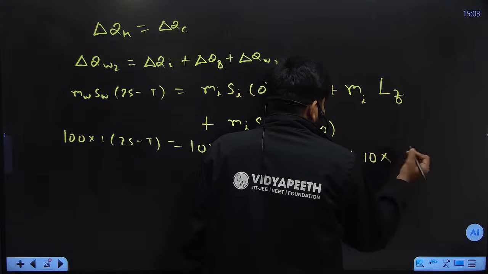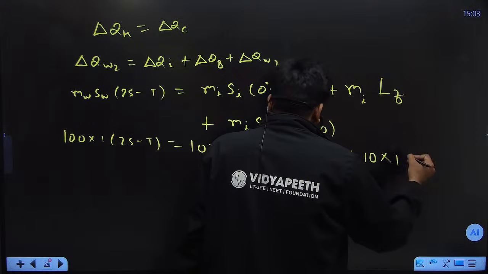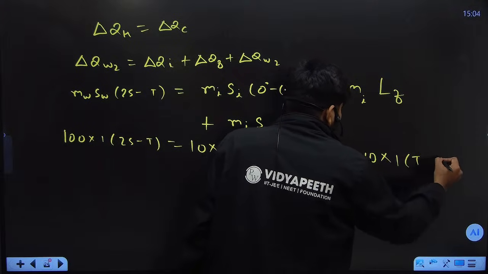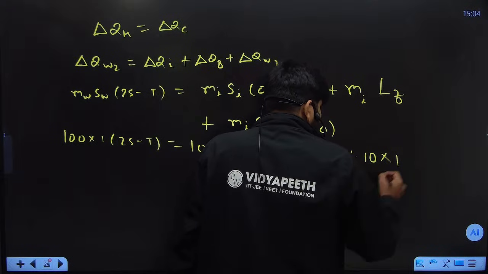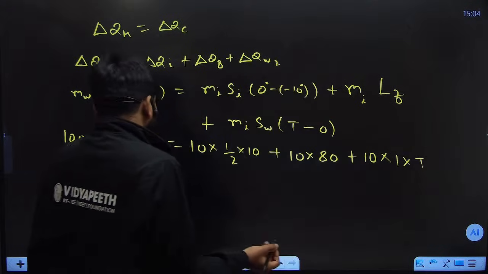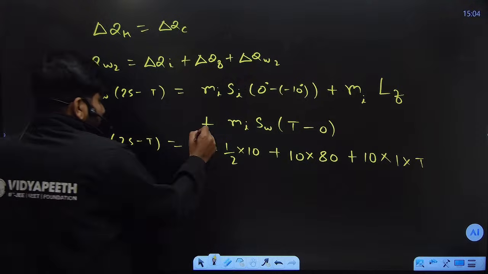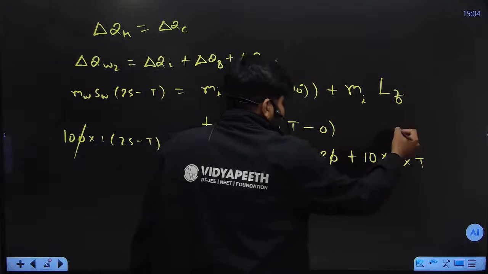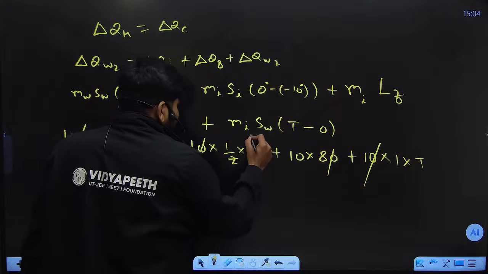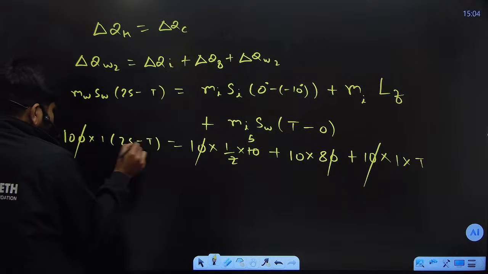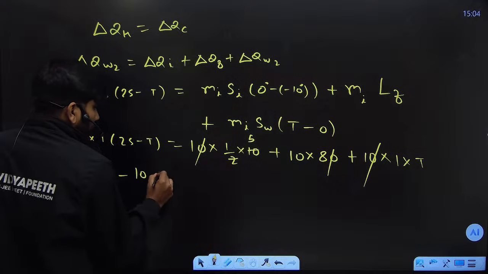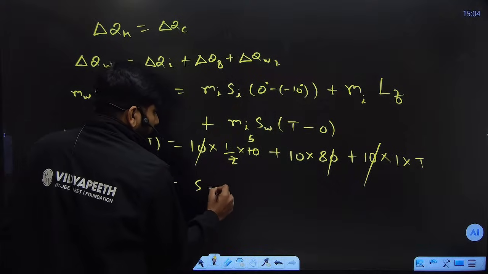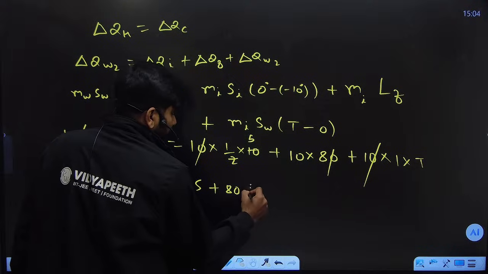Okay. Now what is the mass of ice? 10 kg. Specific heat of water is 1, and the final is T minus 0. I don't have to write T minus 0. I can write it as T. Okay, first let's cancel something. So 10 is going to be eliminated. Yes, 2 5s are. So we are getting, if I multiply in the bracket, 250 minus 10T is 5 plus 80 plus T.